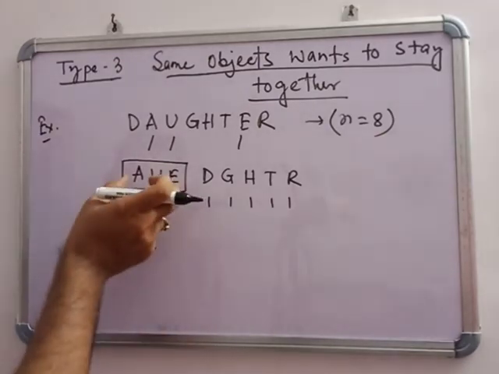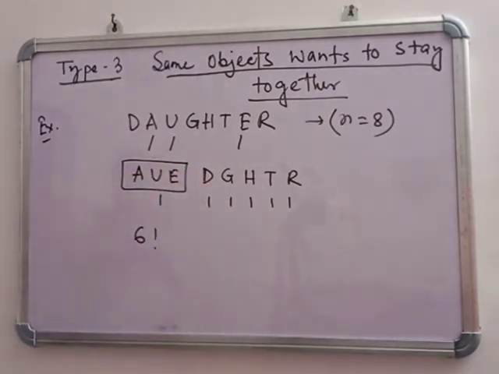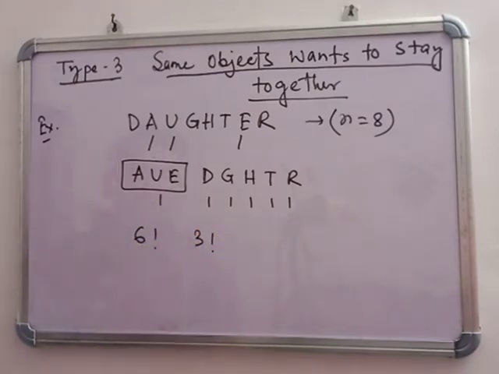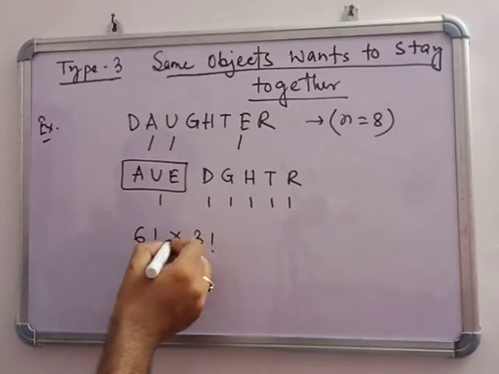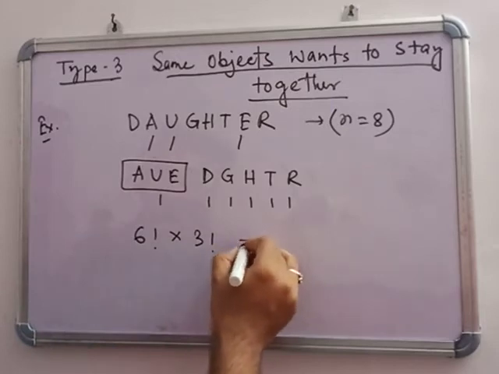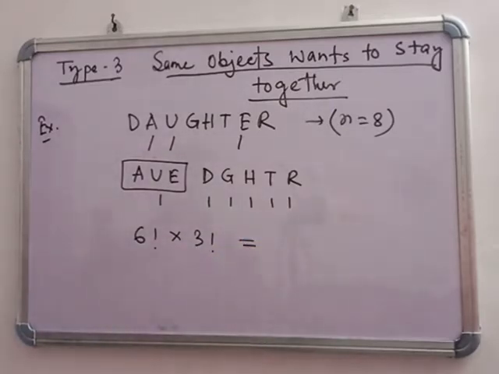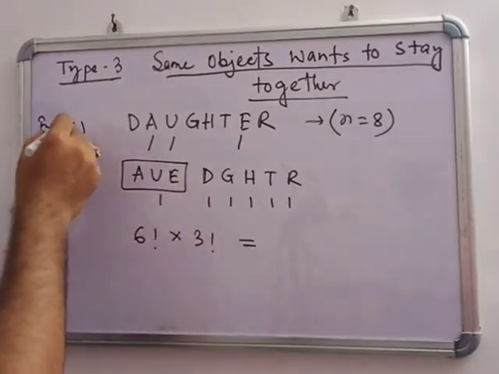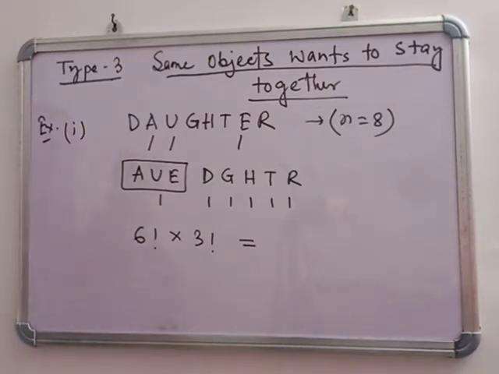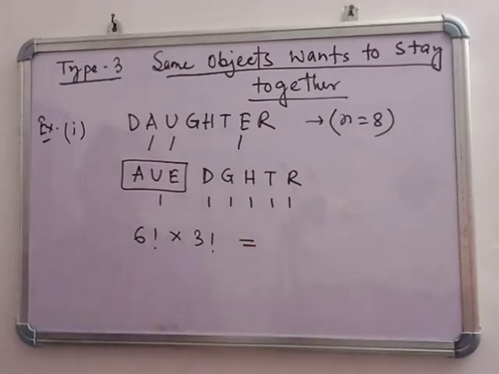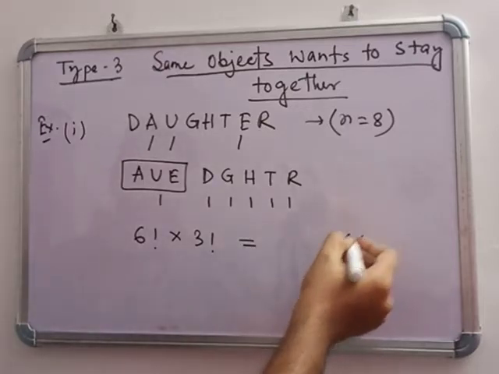Now this A, U, E can be rearranged among themselves, so the possible ways are 3 factorial. If we multiply by the multiplication principle, this is the answer. This is part 1, the number of ways in which all vowels occur together. Calculate it on your own.